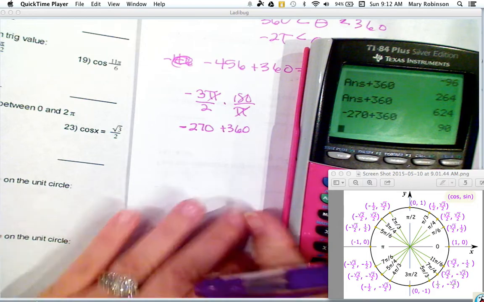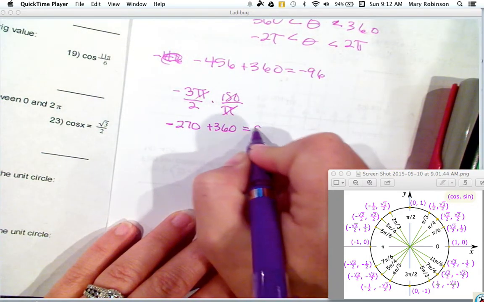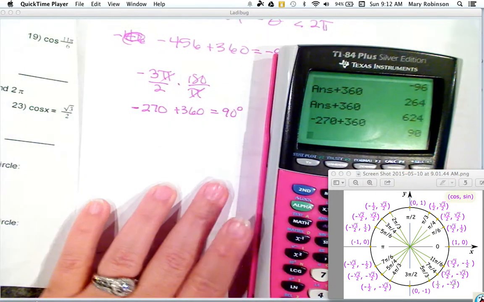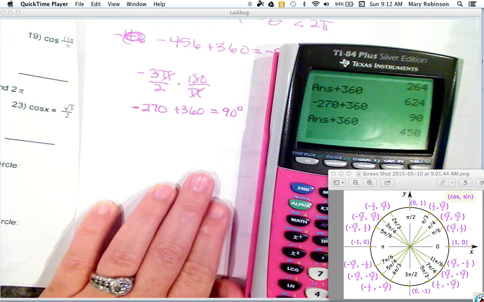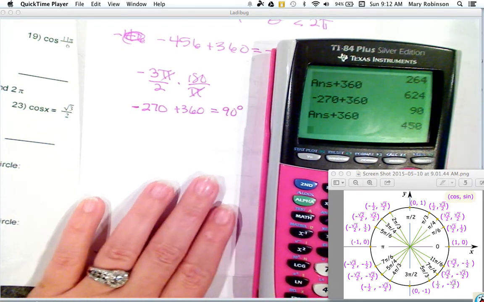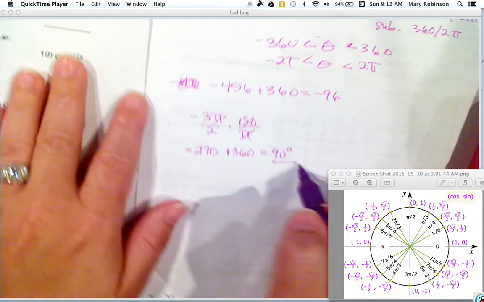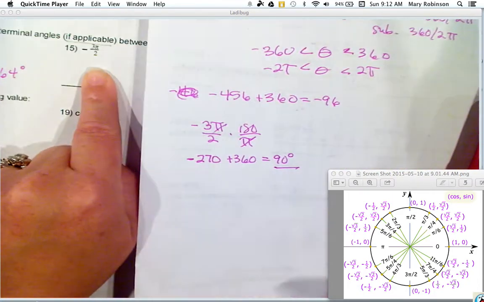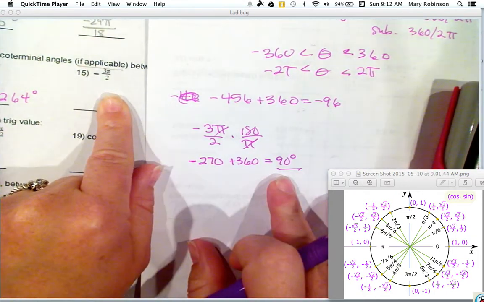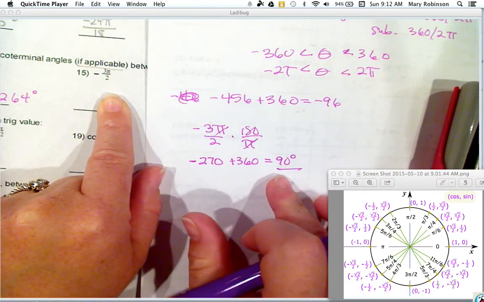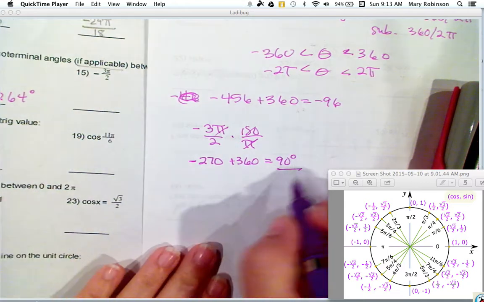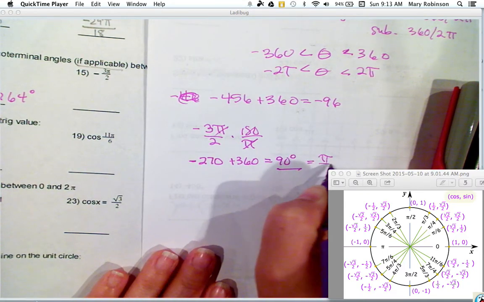So that means I can add 360 to get my angle measures, and I get 90. Now if I add 360 again, I'm going to be too high because I only want angles in between negative 360 and 360. So my only one is 90 degrees, but if I give you radian measures, which I do for number 15, do not tell me 90 degrees. Make sure you give me that as a radian. And as a radian, that would be pi over 2.